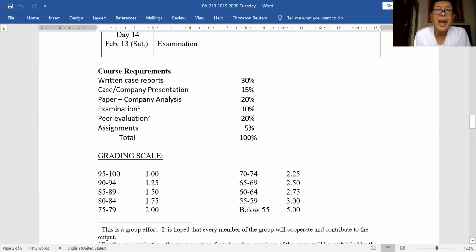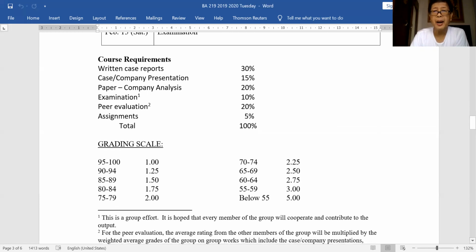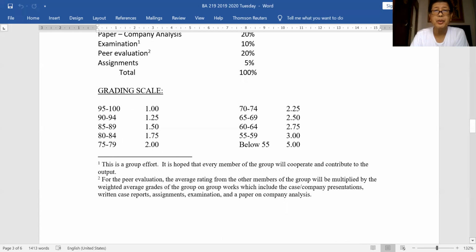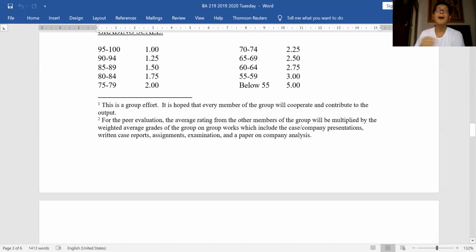And then from time to time, I'm going to give you assignments. I hope you will do them, because they account for 5% of your final grade. Now, even if this is an online class, I would like to encourage class participation. Chances are the only synchronous sessions we will have, the live sessions, will be during case presentations and company presentations.